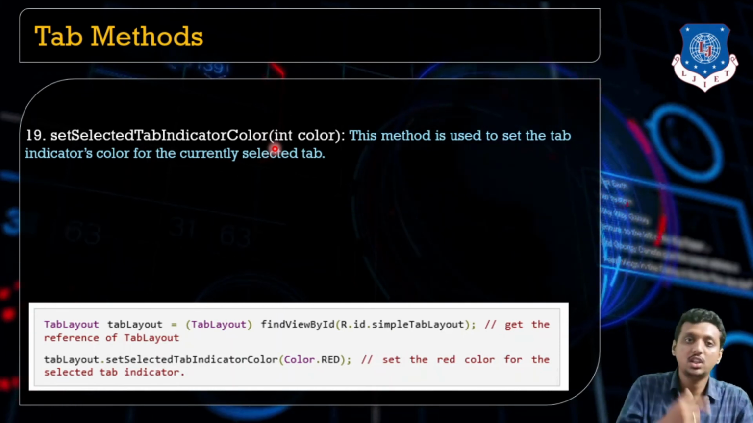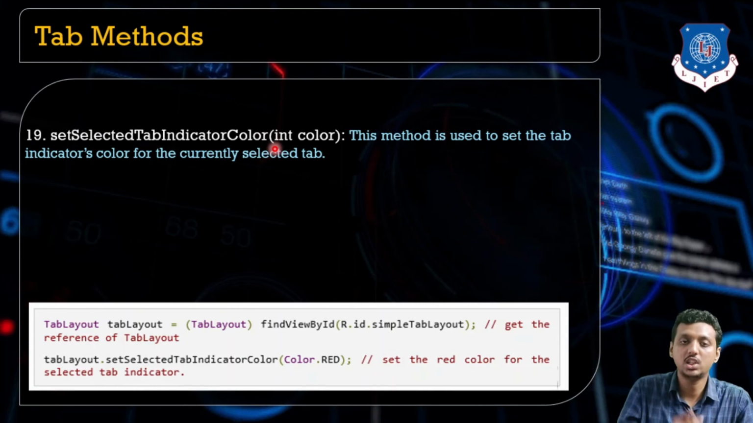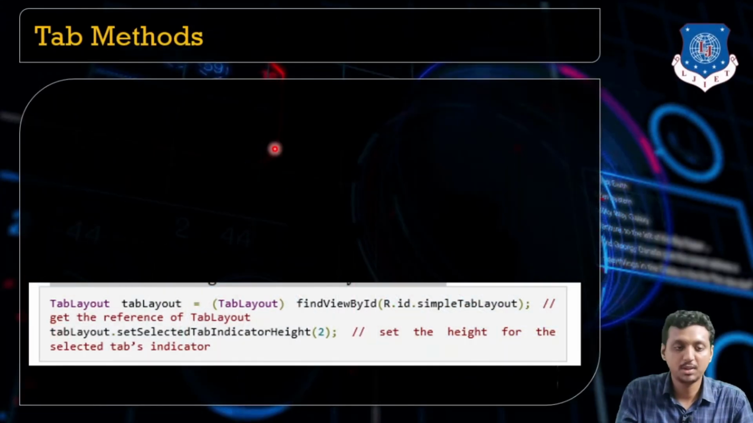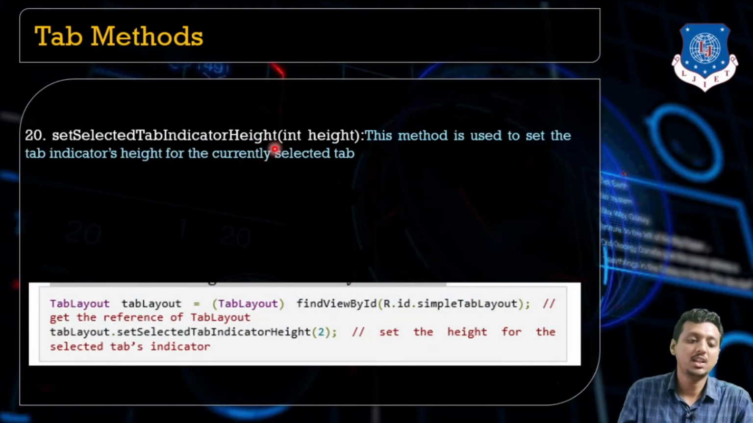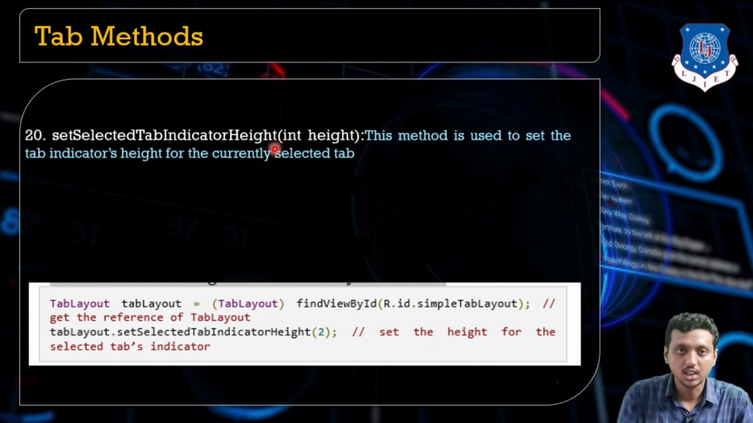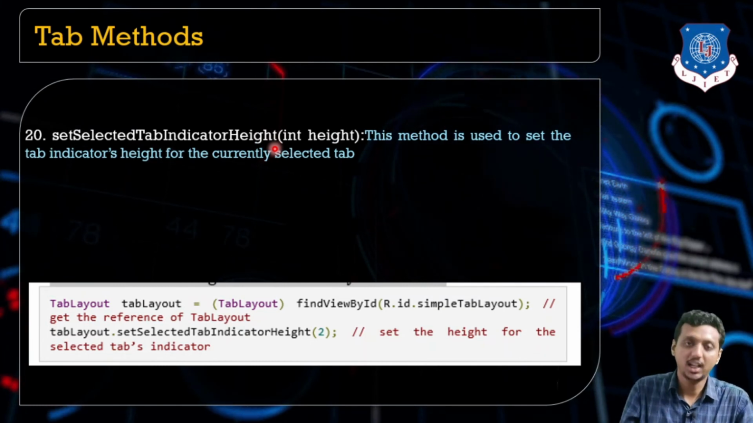If you want to change the indicator color, you can change it from Java as well as from XML. The next method is setSelectedTabIndicatorHeight. You can also set the indicator height.